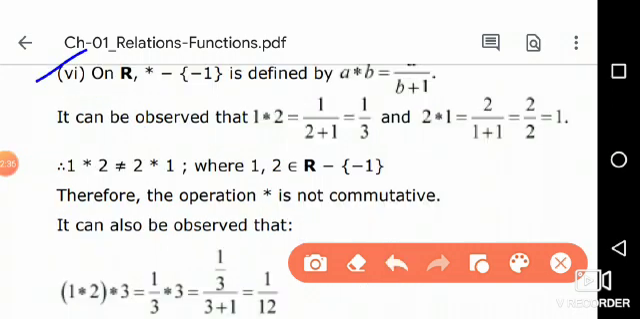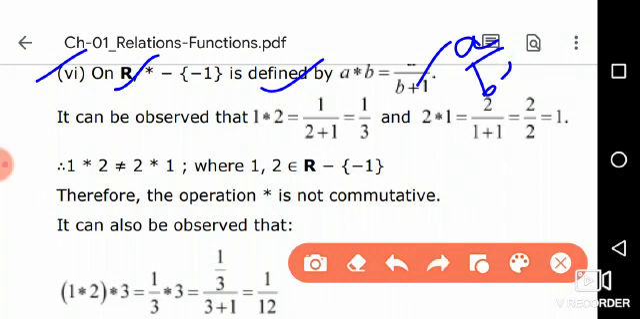Dear students, look at the sixth question from question number 2, exercise 1.4. On R star, or we can say R minus {-1}, star is defined by A star B is equal to first number divided by second number plus 1, that is A divided by B plus 1.